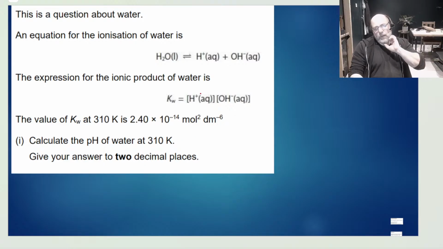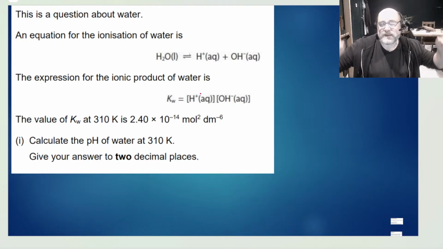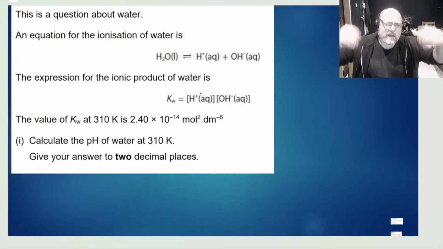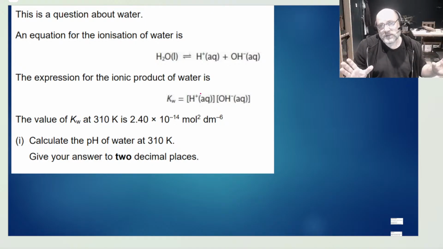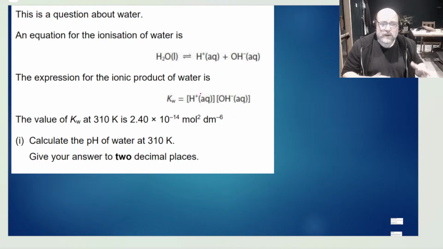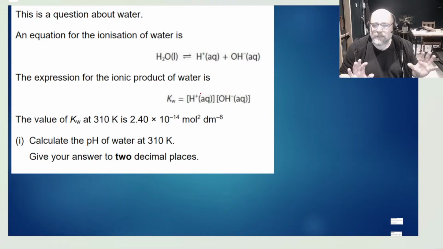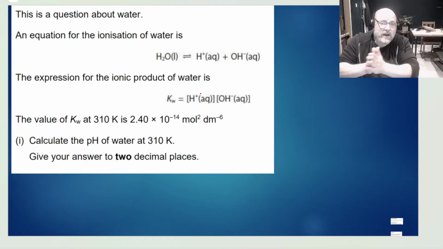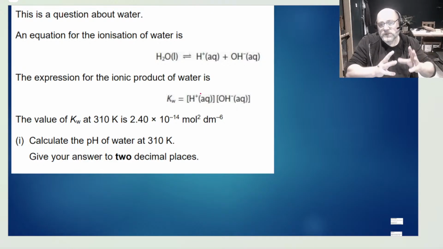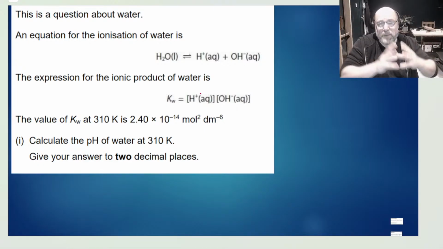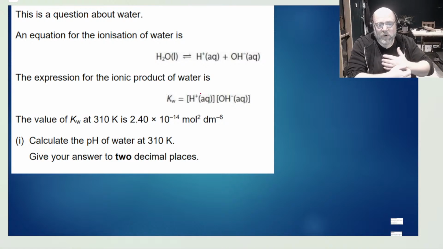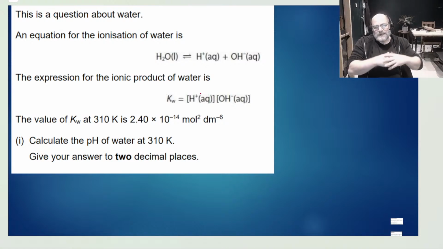Now, this is an important point. People think, what is the pH of water? And everyone will say, oh, it's pH 7. That's nonsense. It depends on the temperature. Pure water is only made of hydrogen ions and hydroxide ions, and its pH depends on the temperature, and therefore Kw. So Kw is different at different temperatures.